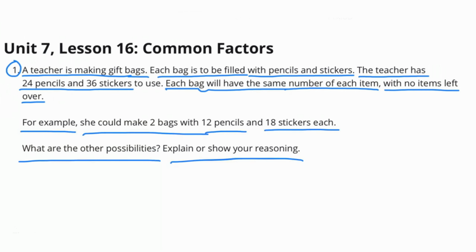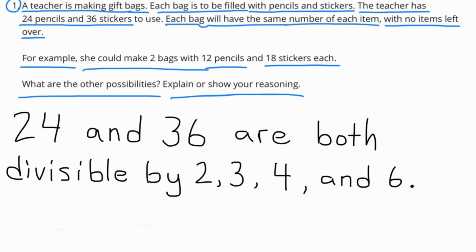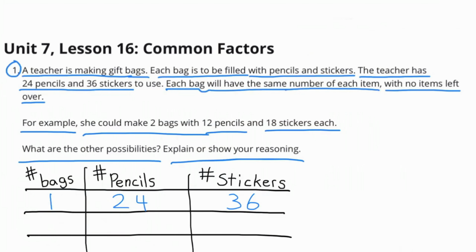For example, she could make 2 bags with 12 pencils and 18 stickers each. What are the other possibilities? Explain or show your reasoning. 24 and 36 are both divisible by 2, 3, 4, and 6. I've made a chart or a table to help me through this.